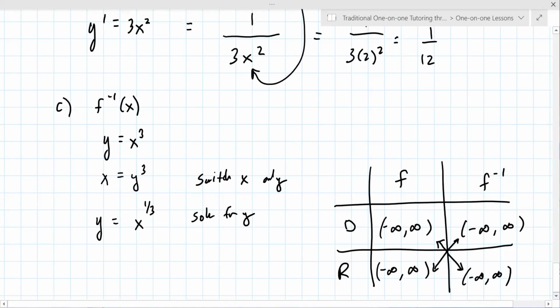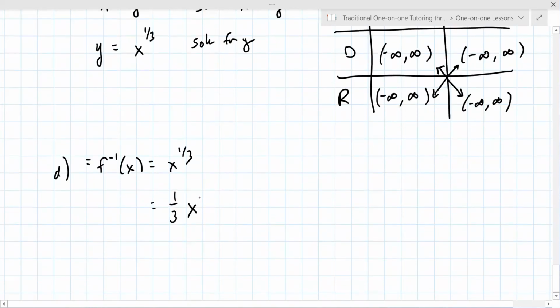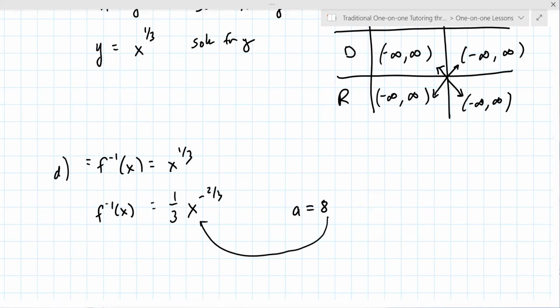Part D says use your inverse formula. So this is your inverse here. Your f inverse of x is x to the 1/3. And it says take a derivative of that now. And you're like, oh, I know how to do that. It's 1/3 x to the minus 2/3. Okay. And then evaluate it at a equals 8. So you put that number in here and you should get 1/12 like we got before. It's like a check: do it the correct way and then do it by finding the inverse.